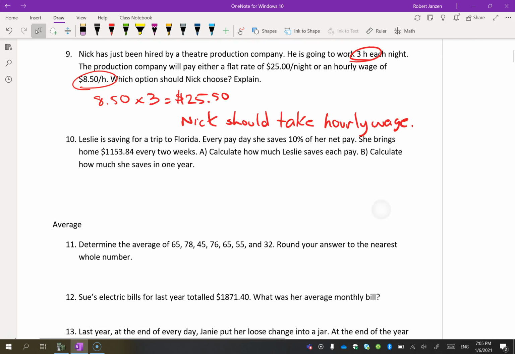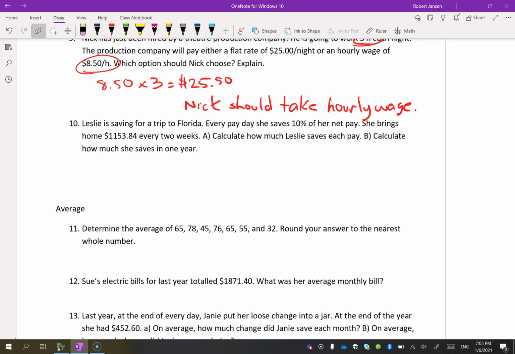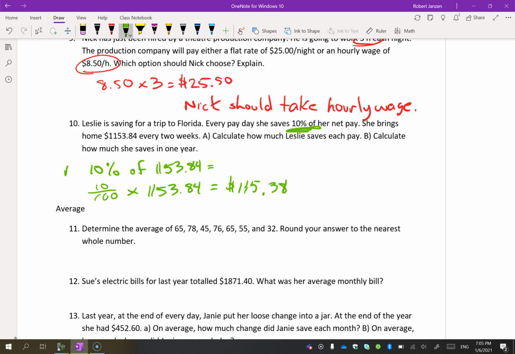Okay, pause the video. Now that you're back, number 10 says Leslie is saving for a trip to Florida. Every payday she saves 10% of her net pay. She brings home $1,153.84 every 2 weeks. Calculate how much she saves each pay. So 10% of $1,153.84. Remember, 10% is 10 out of 100, and of means times. So this is going to be $115.38.